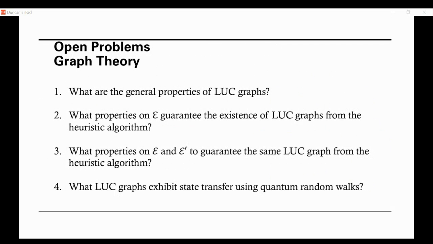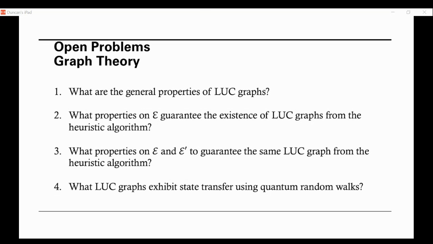I listed a few general properties there of those LUC graphs. I'd be interested to know what are other properties of them. I'd also be interested in what can be said about connecting these things to these error sets. So what properties on that error set guarantee the existence of these sub-LUC graphs to that complement of the avoidance graph to utilize there?